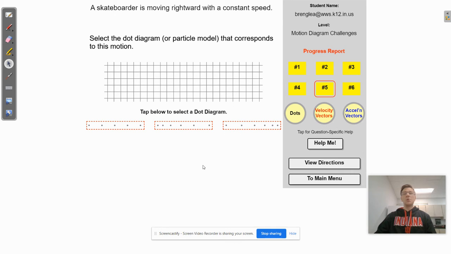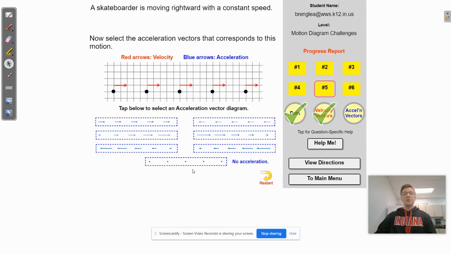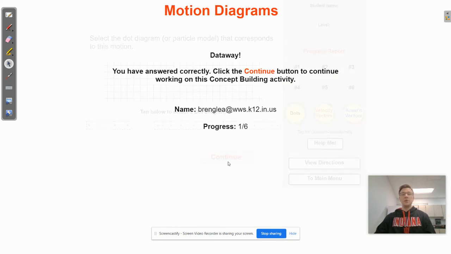So this says a skateboarder is moving rightward with constant speed. Constant speed indicates same distance covered each second. So we'll choose this dot diagram. Since he's moving to the right with constant speed, we want to choose a velocity vector that shows that the velocity does not change, and all these are equal, and it's pointed to the right. And then for the acceleration, since it's constant velocity, we're going to have no acceleration. The velocity must be changing for there to be an acceleration. Go ahead and check the diagram, and we are good to go.